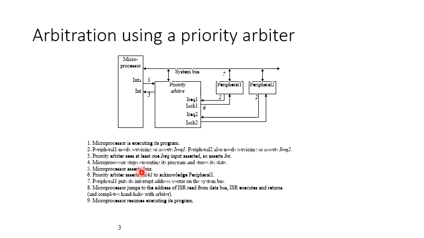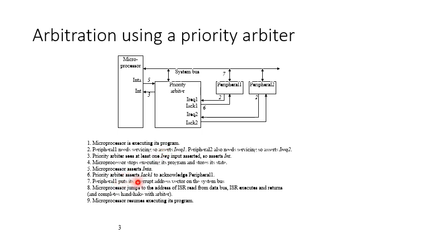Now the microprocessor asserts the acknowledgement signal, interrupt acknowledge. So the microprocessor will send, on the fifth clock cycle, the acknowledgement signal to the priority arbiter. The priority arbiter asserts acknowledgement 1 to acknowledge peripheral 1. Now you can see that we are only acknowledging the request of peripheral 1. So in the sixth cycle, the priority arbiter will acknowledge the request of peripheral 1.